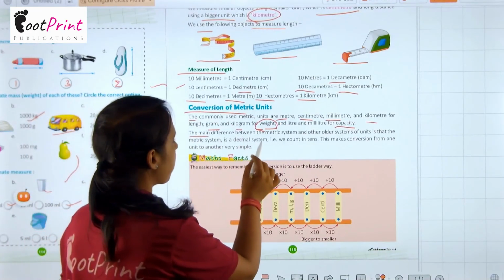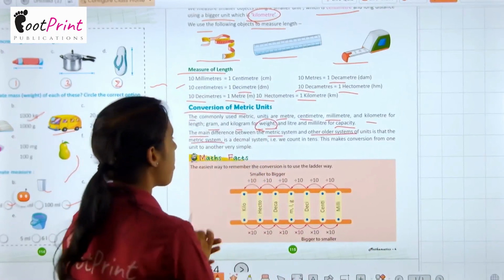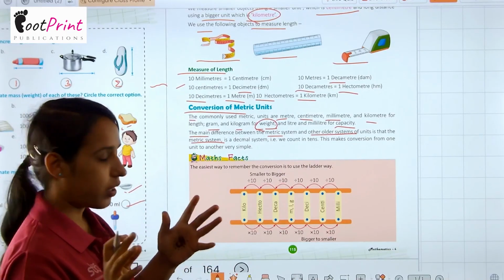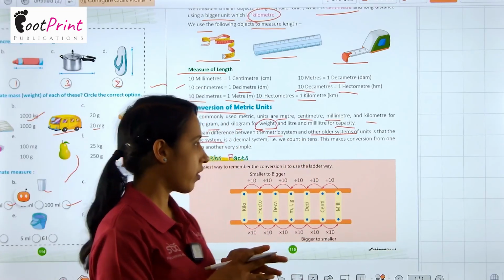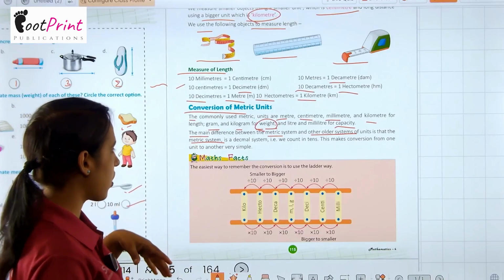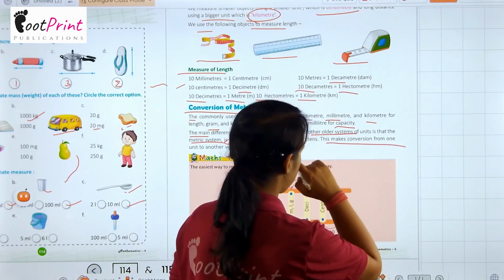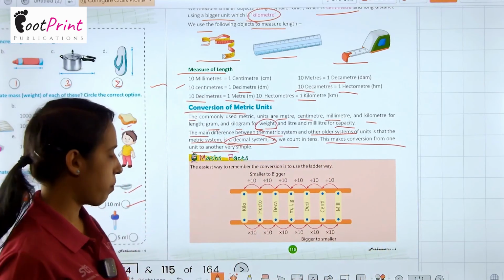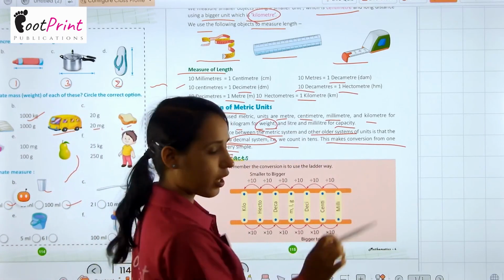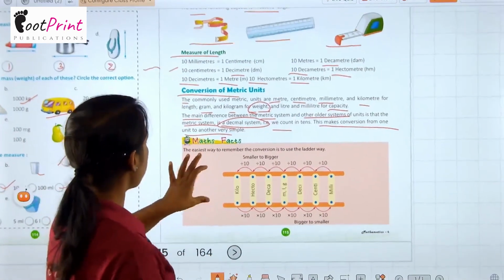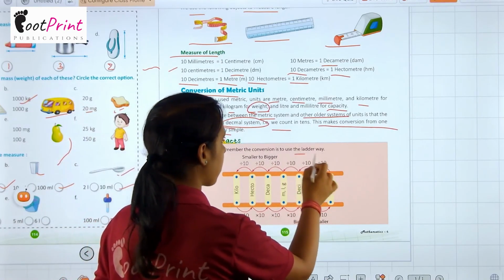The main difference between the metric system and the older systems of units is that the metric system is a decimal system. We count in tens. This makes conversion from one unit to another very simple. So here, the easiest way to remember the conversion of these units is by a ladder way.